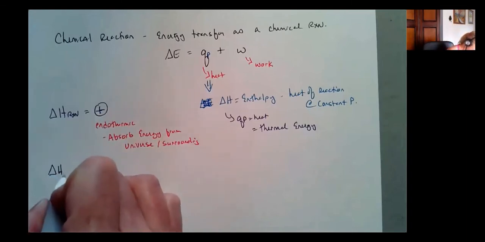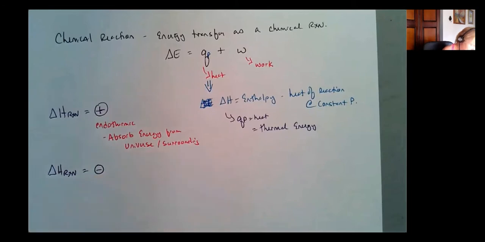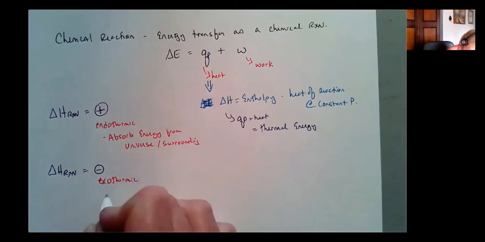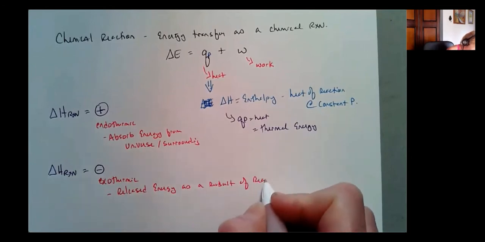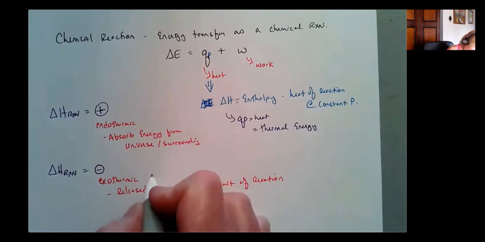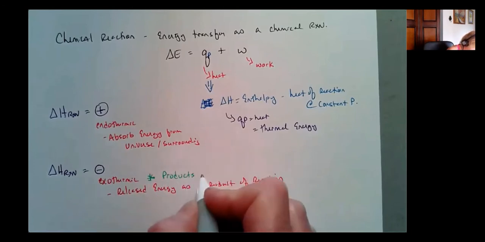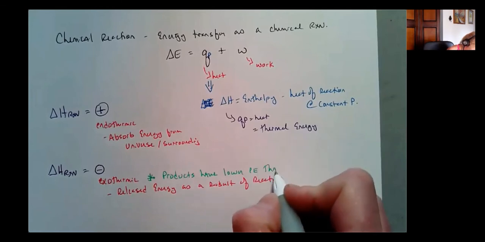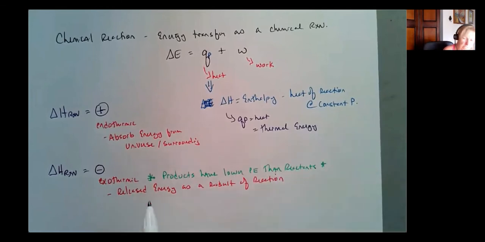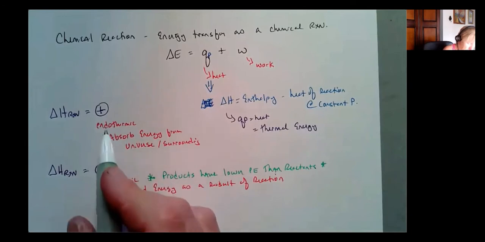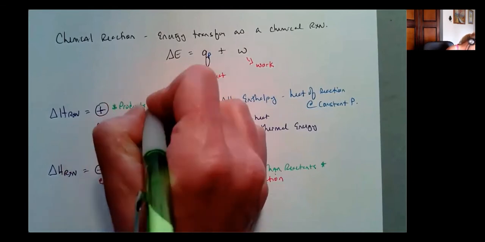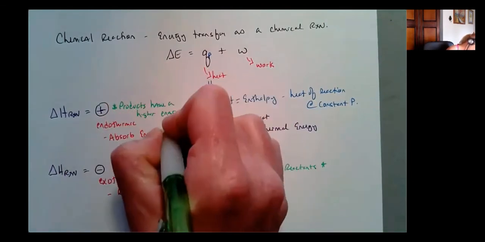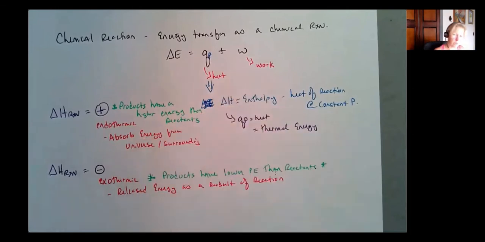If delta H of the reaction is negative, then that's exothermic, and energy was released as a result of the reaction. So when I have an exothermic reaction, my products have a lower potential energy than my reactants because energy has left that system. Conversely, for a positive value in endothermic, now my products have a higher energy than the reactants because the whole thing has absorbed energy. Energy has gone into that system.